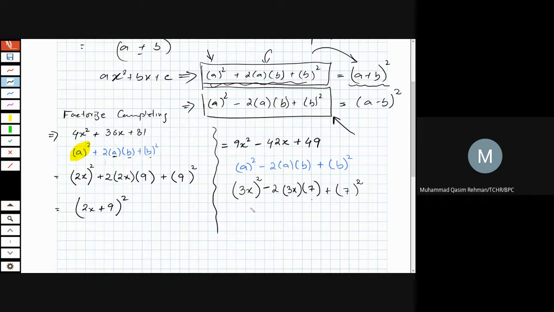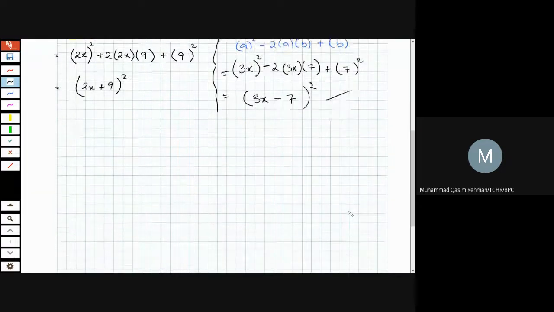Now I'm going to check one more time. So 3x whole square is actually 9x squared. I'm good to go. 2 times 3 is 6. 6 times 7 is 42. I'm good to go. Plus the last part is 7 squared, which is actually equal to 49. So far so good. It looks perfectly fine to me. Now simply write it down in factor form. So a square minus 2ab plus b square, we know the factor looks like a minus b whole square. Now a in this case is 3x and b is 7. That's it. You're done with the factorization by using a completing square method. Any questions over here?